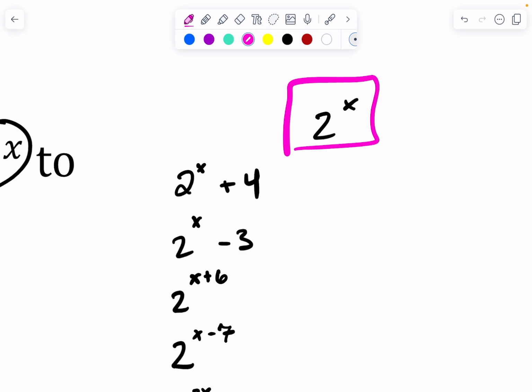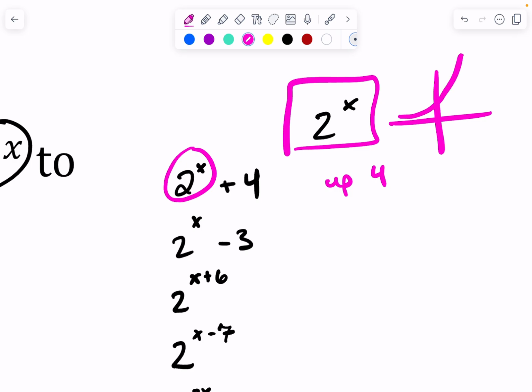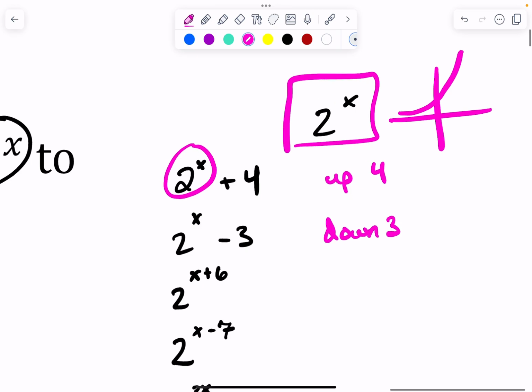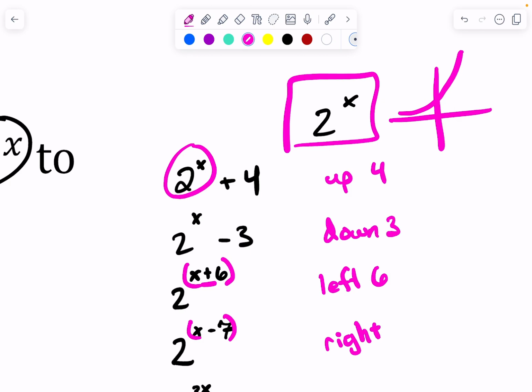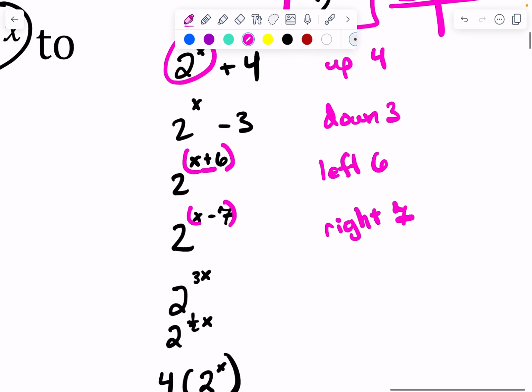So this plus 4 is moving it up 4. This is an exponential function, by the way, so it would look like something like this, right? And it's just moving that up 4. So now we're up higher in the air. Next one, minus 3 is down 3. This plus 6 and minus 7, they're up in the exponent, so it's kind of like it's in parentheses, and so it's the opposite of what you think. So plus actually means to the left 6, minus actually means to the right 7. Okay, so that's how that works.